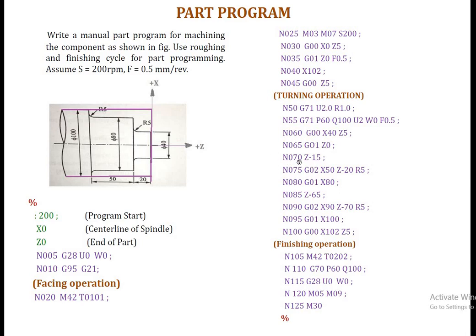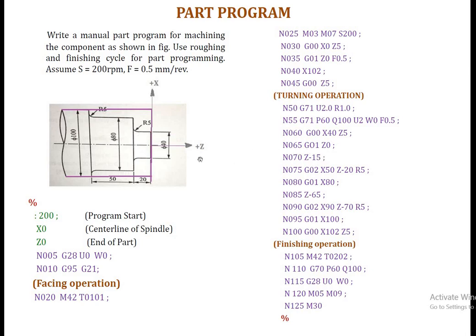Next line, N070, Z minus 15. We have already mentioned G01, that is the linear movement for the cutting operation, and next is Z minus 15. So now the tool moves from this point to this point. This is the 15 distance, Z minus 15.